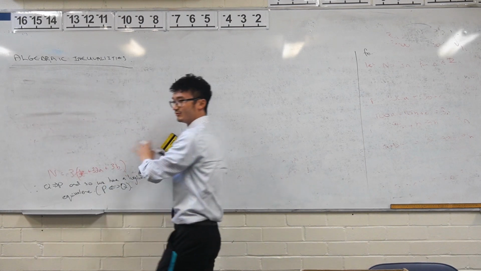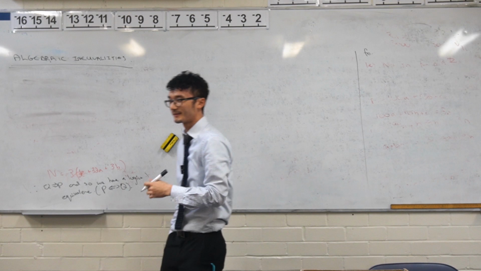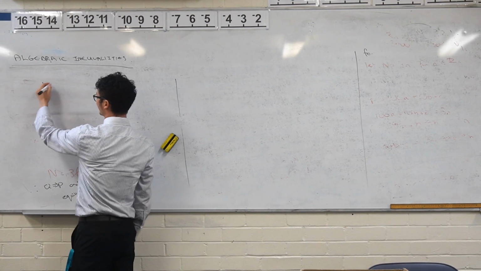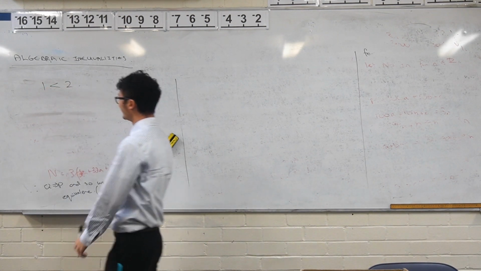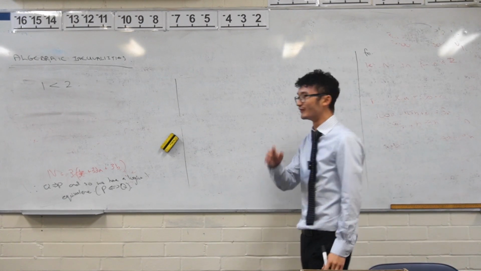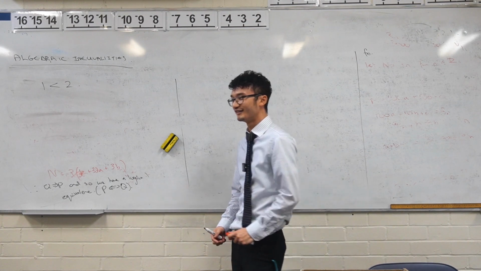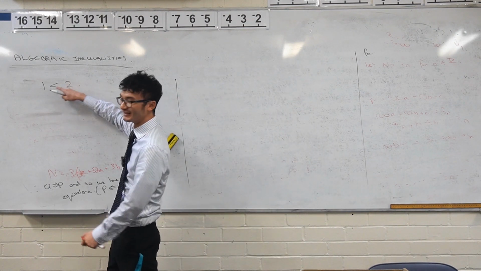Okay, so give me an example of an algebra of an inequality that you've done before. 1 is less than 2. Good. Okay. Now, here's a very fundamental way of looking at inequalities, which seems obvious, but is very important. Right? Like this guy's the bigger mouth.